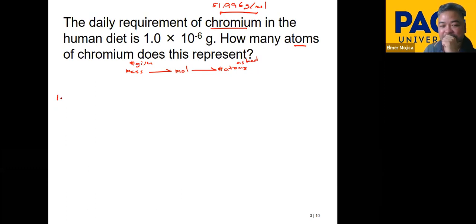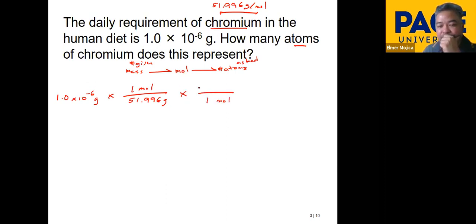So you can start here with 1.0 times 10 to the negative 6 grams. And then for every 1 mole, you have 51.996 grams. So we are already going from here to here. For every 1 mole, you have Avogadro's number, 6.022 times 10 to the 23 chromium atoms. If you look at the units, grams over grams, moles over moles, giving you the unit of atoms.